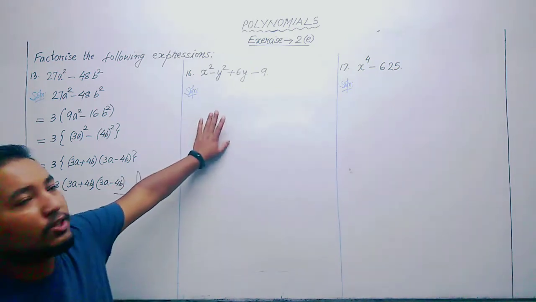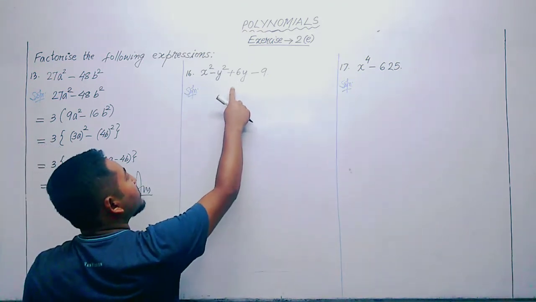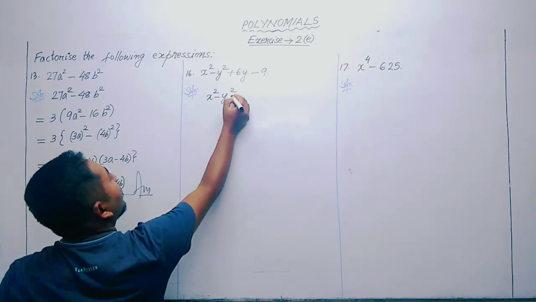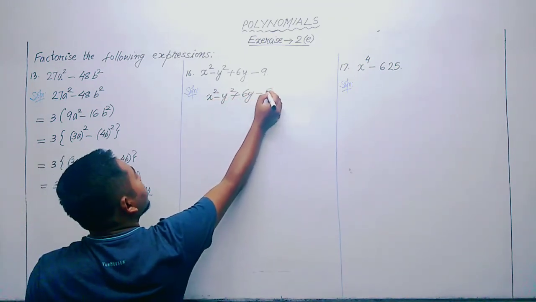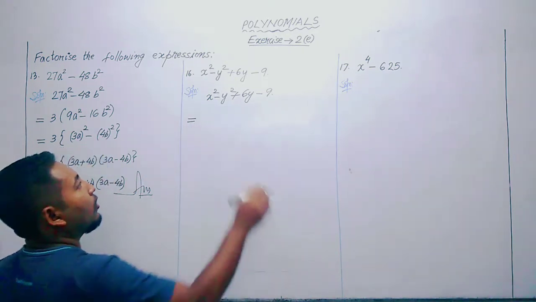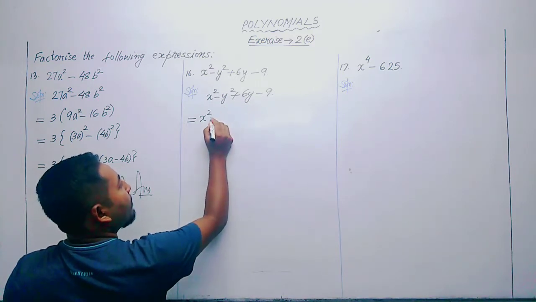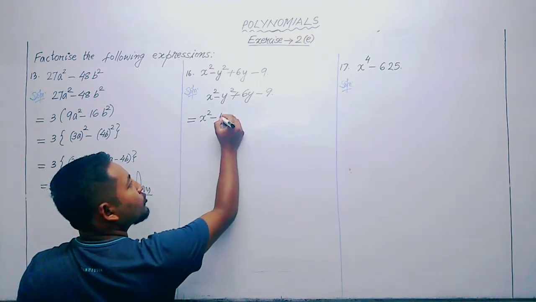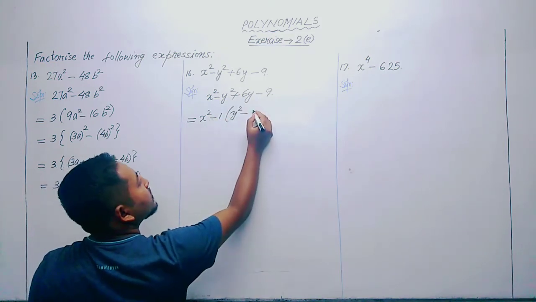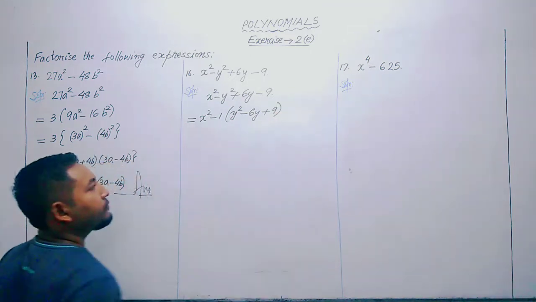Now if you look at this next question, number 16, x square minus y square plus 6y minus 9. Now from these three terms, take out minus common. Minus 1, you'll have y square. Minus into minus will give you plus 6y. Minus into plus will give you 9.